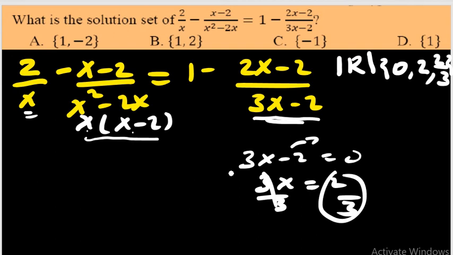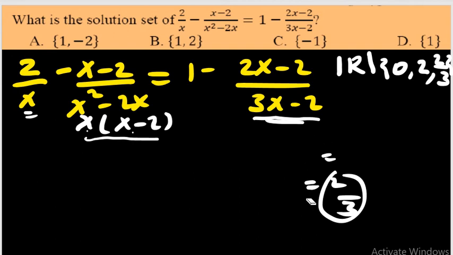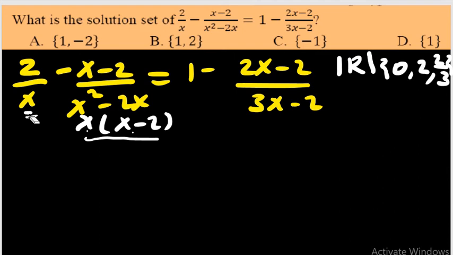So at the end, when you are through your process, if you face any of these three excluded numbers in the answer, you need to eliminate those numbers. Okay, now let us do it step by step.